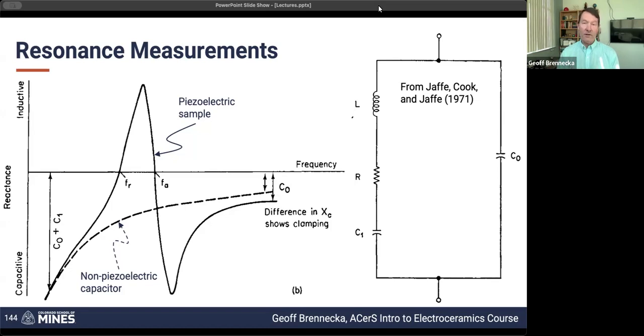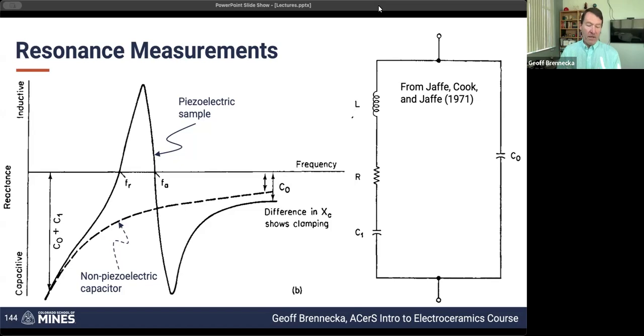And the way that those work is really just what we just showed. So you apply an electric field to your sample and watch it strain. You're not actually measuring the strain. You're just applying an electric field and seeing the electrical response.